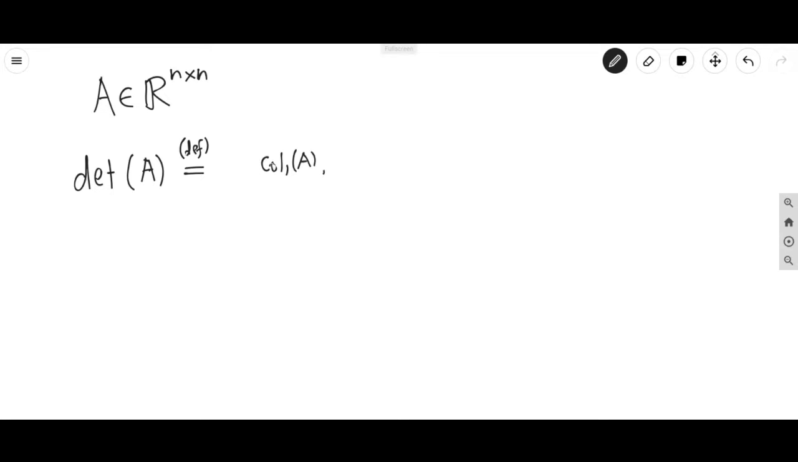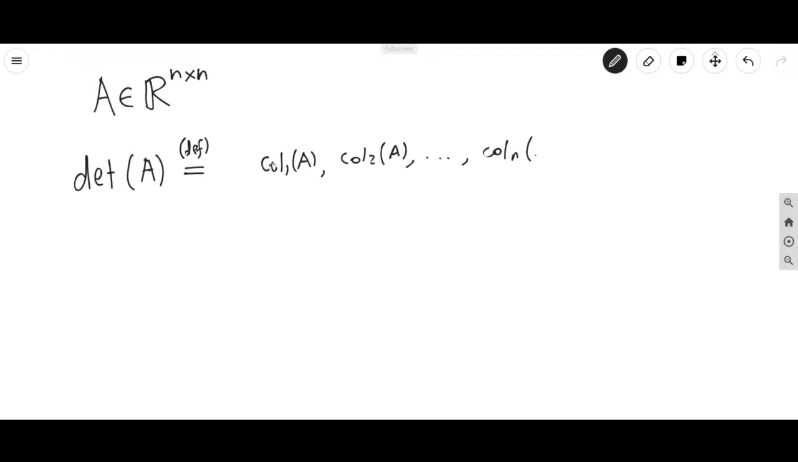So let me quickly begin by reminding you what a determinant is. We start with a square matrix. Determinants are defined for square matrices. And the determinant of the matrix, this is the way we defined it: you take the columns of the matrix, the first column, the second column, so you take the n columns of the matrix.